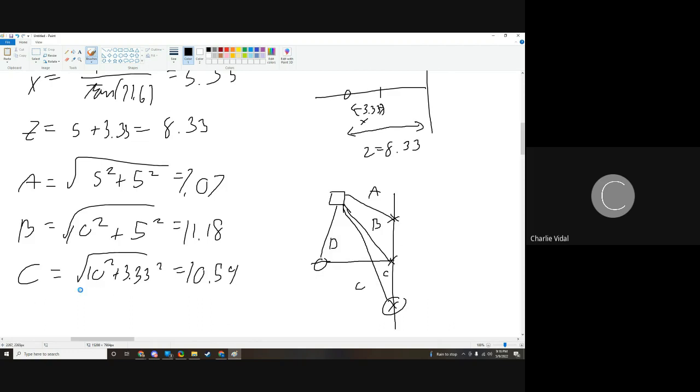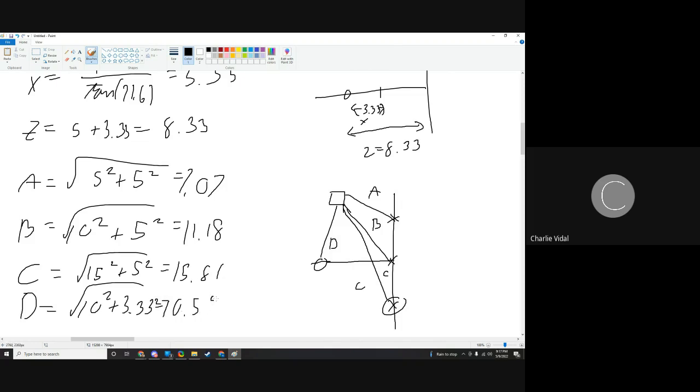Sorry, yeah, I reversed it by accident. So it should be 5, this is, oh, I have to go even back more. The square root of 15 squared plus 5 squared is equal to 15.81. D is equal to the square root of 10 squared plus 3.33 squared, which is equal to 10.54. That looks like a 7.